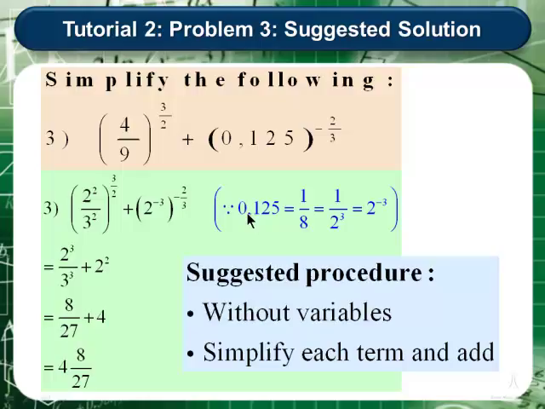125, you should know that this is the same as 1 over 8, which if I go to the prime basis, is 1 over 2 to the power 3, or 2 to the power minus 3. Again, if we multiply these two exponents, you get 2 to the power 2. Now, of course, 2 to the power 3 is 8, 3 to the power 3 is 27, and 2 to the power 2 is 4. So the final answer is 4 and 8 over 27.